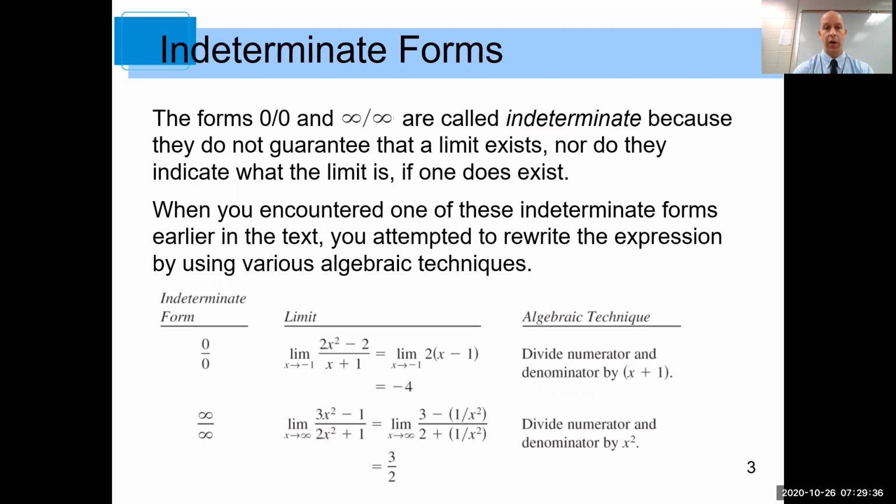So for example, if we look at this first limit at the bottom where it says the limit as x goes to -1 of 2x squared minus 2 over x plus 1. Well, if you factor out the numerator, it will cancel with the x plus 1 in the denominator. And so you get an equivalent form of 2 times the quantity x minus 1, which can be evaluated as x goes to -1, and you'll get -4. And by the way, that was 0 over 0.